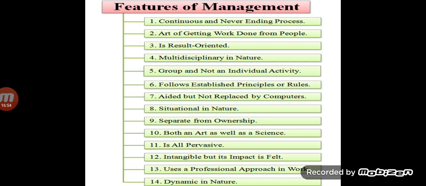Okay, the 11th point is all pervasive. Pervasive means vyapak. Management cannot be applicable in a single way, or in a single particular place. So we can say that it is a pervasive activity. It is implemented everywhere. In different ways we are applying management, with different techniques we are implementing it to get the work done by others. But management is necessary everywhere, in every place. That's why it is pervasive.